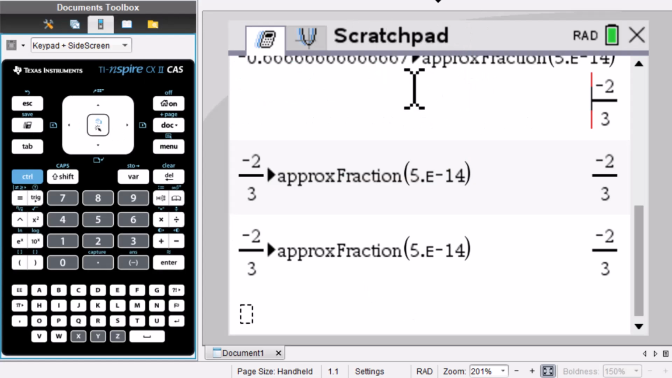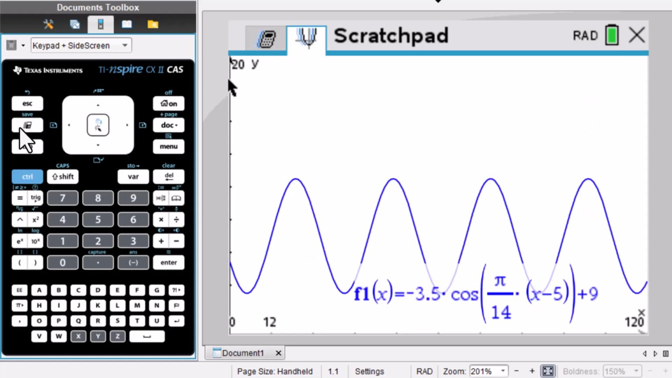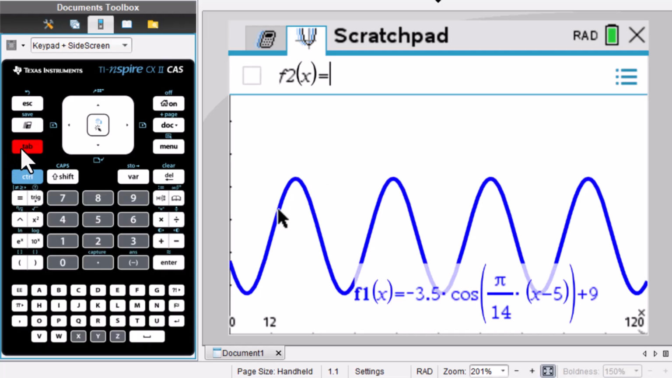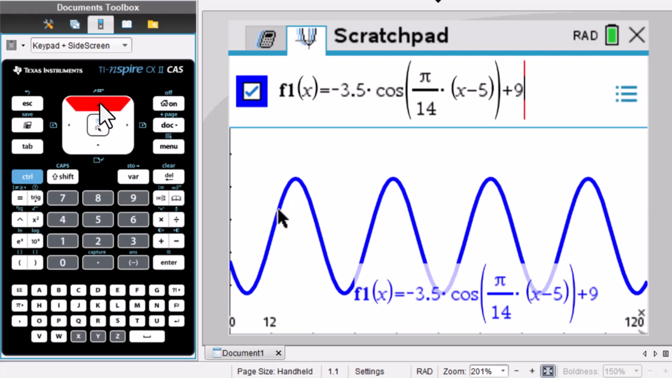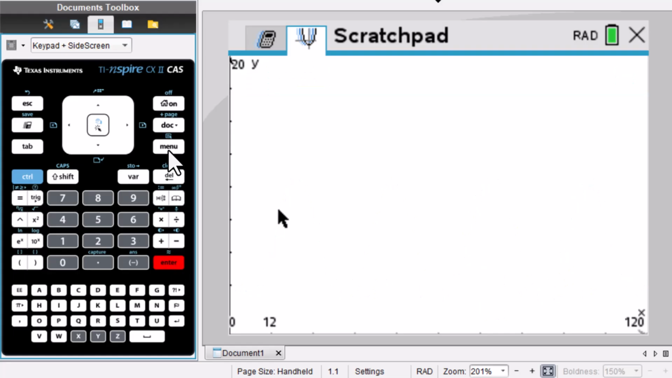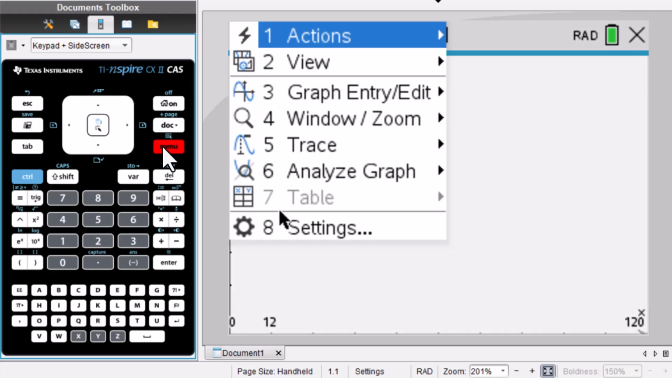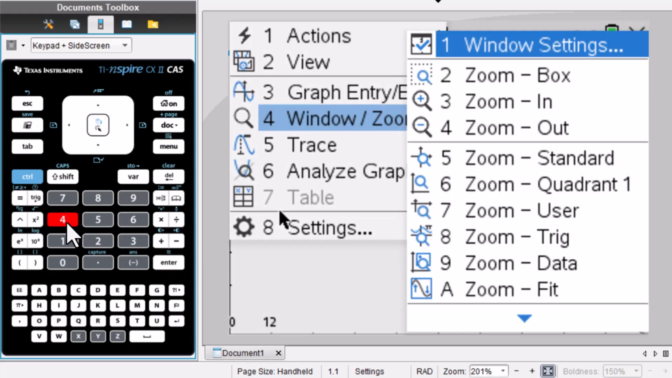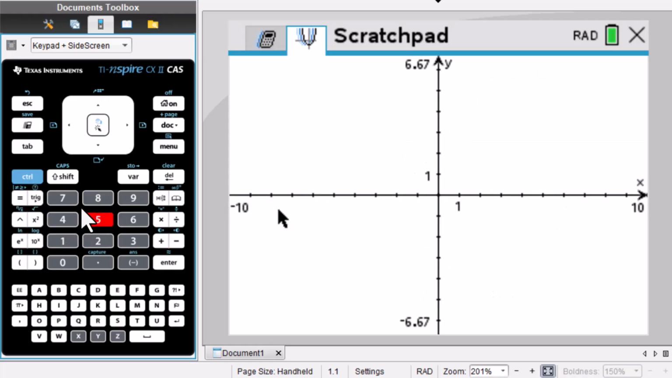Let's go to this scratch pad. Graph. We need to clear this graph, so go back to this tab. Use this button to get f1 of x. So Control Delete, clear, enter. First step, you always set up the standard window. Go to Menu, go to 4. Standard window is 5, so click this 5.